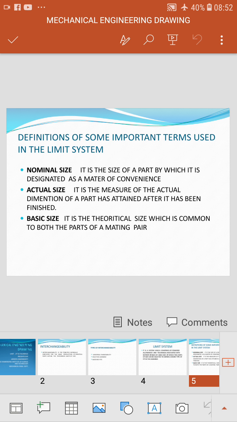Then come to the actual size. It is a measure of the actual dimension a part has attained after it has been finished. Next, basic size. It is a theoretical size which is common to both the parts of the mating pair, usually a hole and a shaft. Limits of size of each of these parts are derived from the basic size by associating predetermined allowance and tolerance to it for obtaining the desired fit for a particular application. Sometimes basic size and nominal size may be the same.